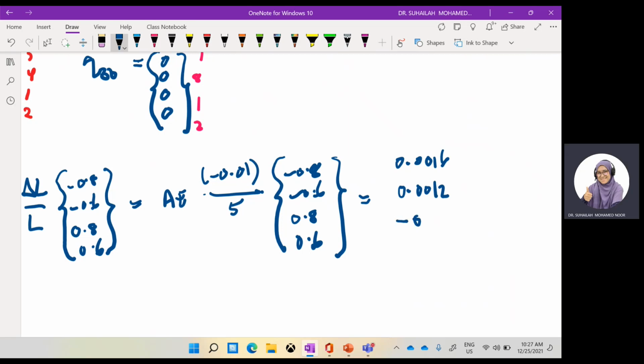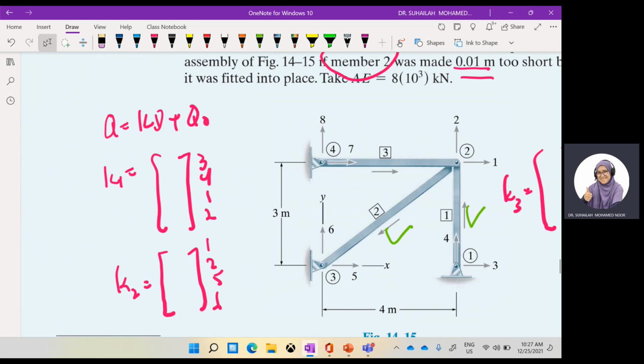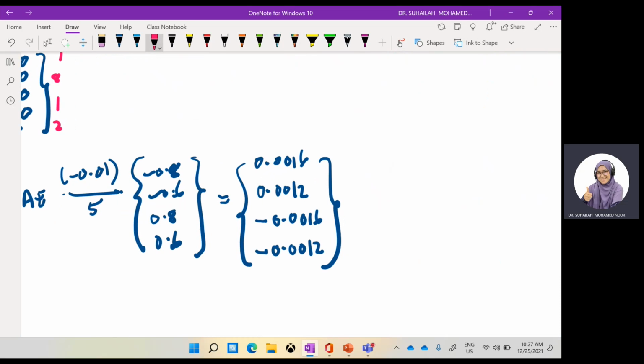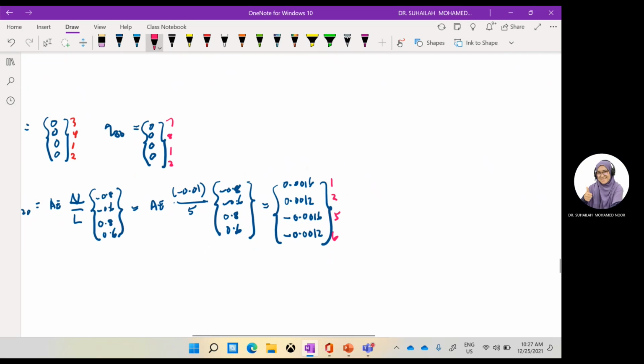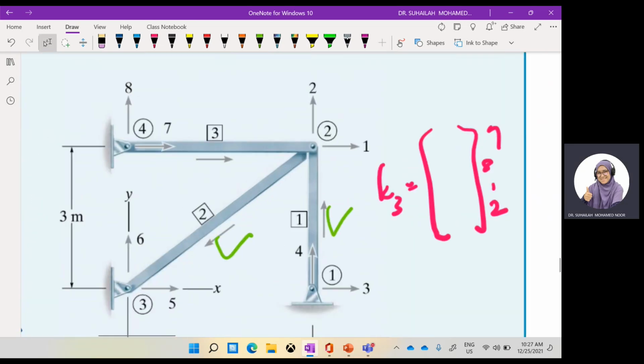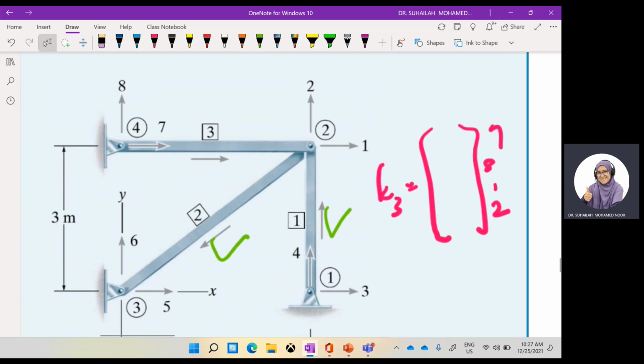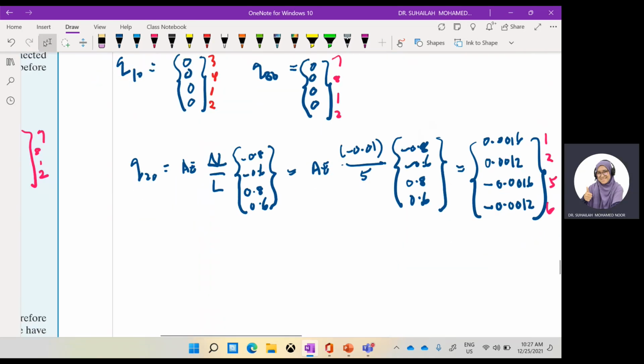So here is 0.0016, negative 0.0012. Okay. And we should label this as 1, 2, 5, 6. So this should be 1, 2, 5, 6. So since in this diagram we have 8 DOF representing an 8 by 8 matrix, it is 8 positions.